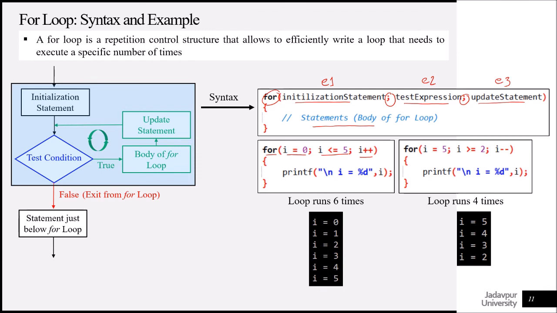Suppose I have mistakenly provided I plus plus here instead of I minus minus. So what would be the problem? This test expression would never evaluate to false because the value of I here is 5. So it moves up from 5 in each iteration and it would never go below 2. So it never evaluates to false and you have the problem of an infinite loop.